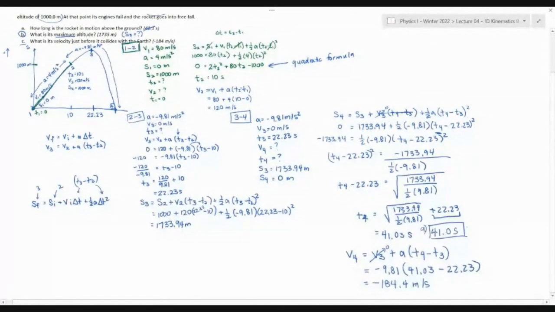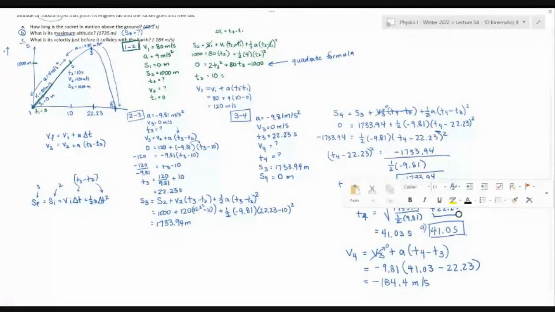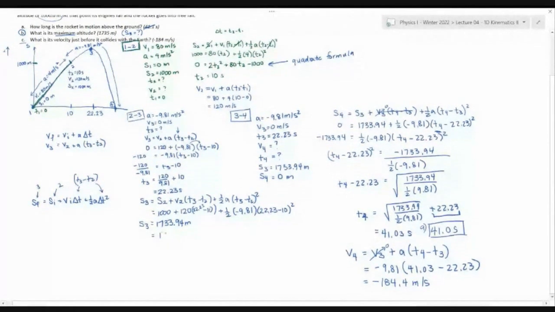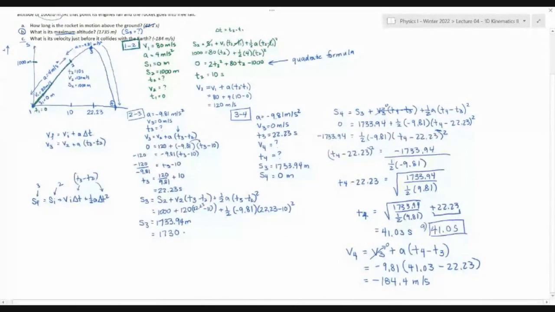For part B, what is the maximum altitude? So that's when we found S3. That's the height right here at 3. So that was this answer here. S3 is 1733.94. We want 3 significant figures, so that would be about 1730 meters.